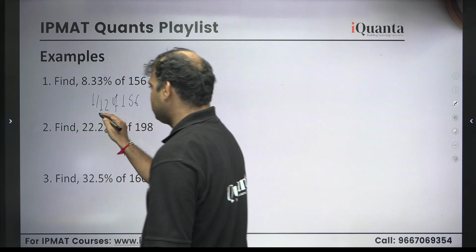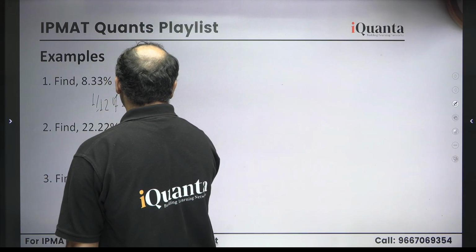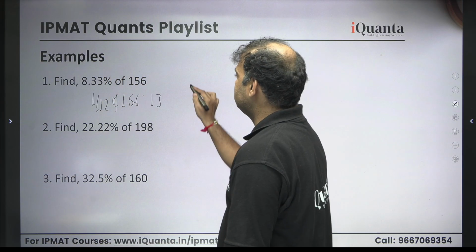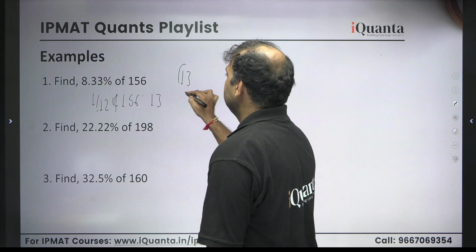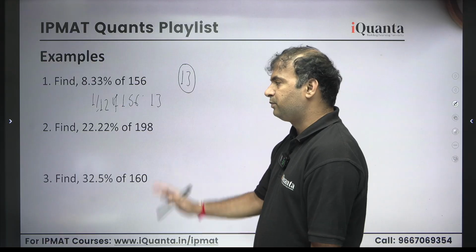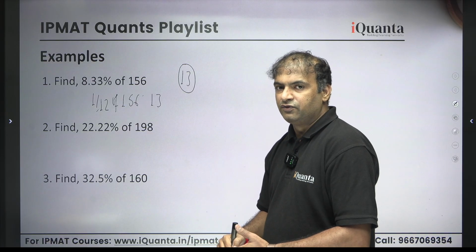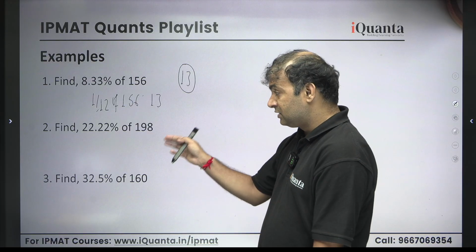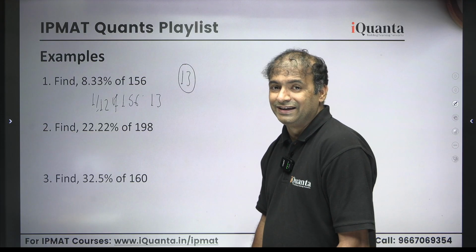If you try to calculate, you will find it's 13 times, so we get the answer 13 directly. If we did not know this, then also we might have got the answer, maybe the approximate answer, but it would have taken a lot of time. With this method, we can solve them so quickly, right?